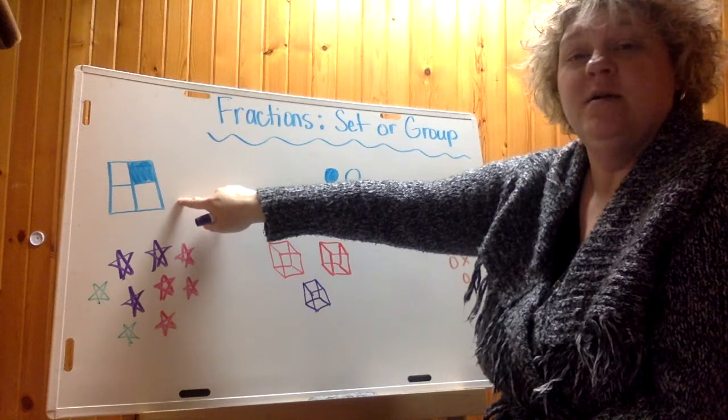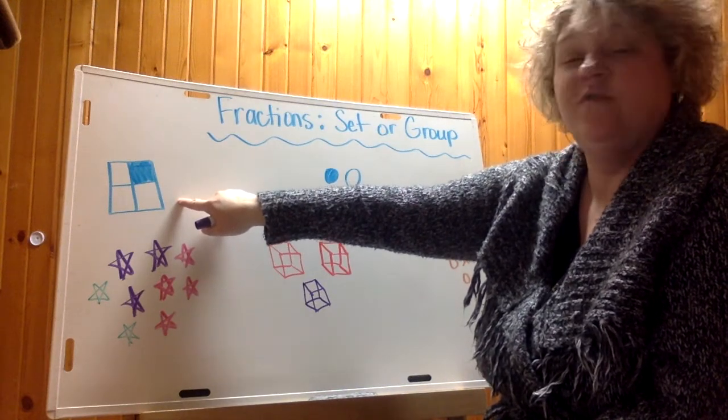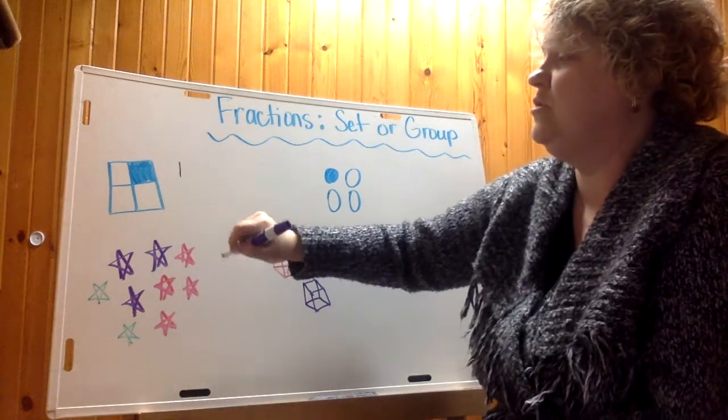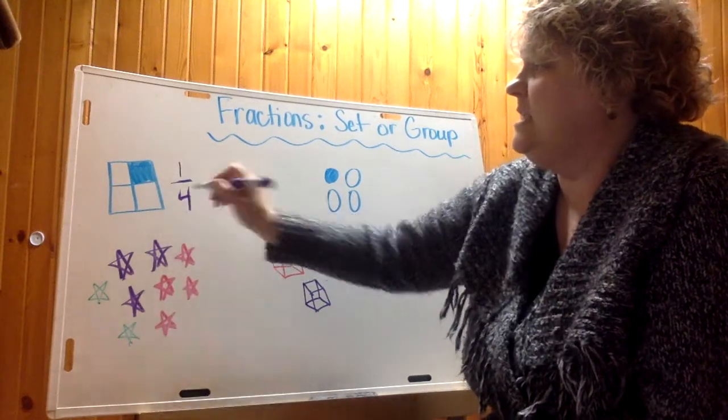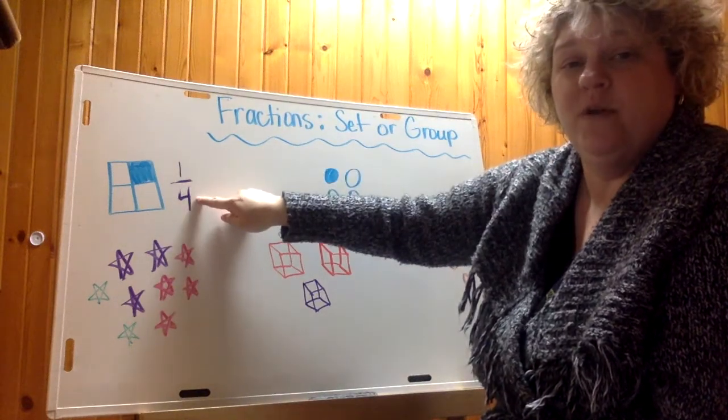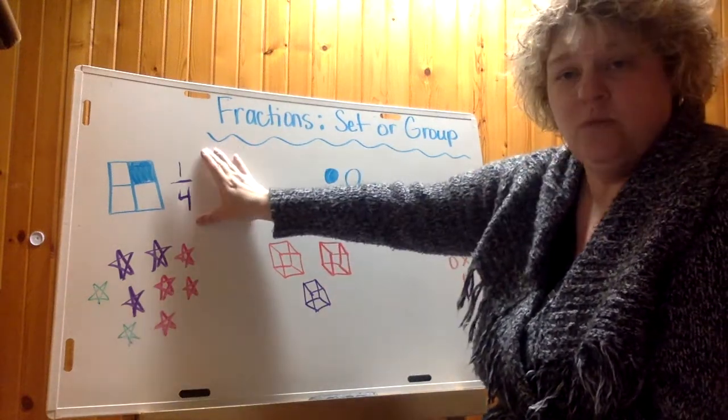So here's a shape that I cut into 4 pieces. So I know there is 1, which is in the numerator, and then the denominator, the bottom number, is the total number. So this fraction is called 1/4. Okay, so this is what we're used to.